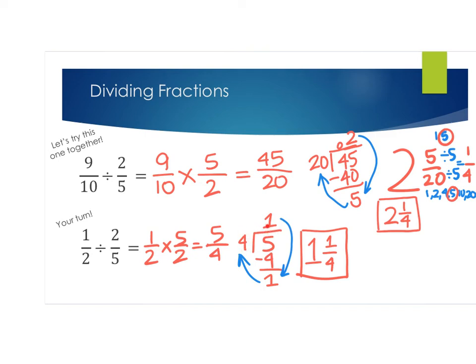4 goes into 5 one time, because 1 times 4 is 4. 5 minus 4 is 1. And then I did my wagon wheel to find my answer. Remember, your top number is going to be your huge whole number. So I have 1 and 1/4. And since 1 and 4 don't have any common factors besides 1, this is my final answer.